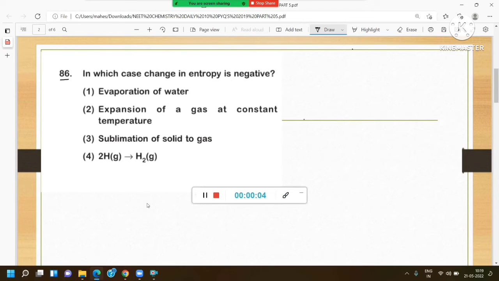Now let us discuss the 86th question. In which case is the change in entropy negative? They ask that the change in entropy, that means delta S is equal to negative, among the four options. We know that entropy means the randomness or disorder present in the system.